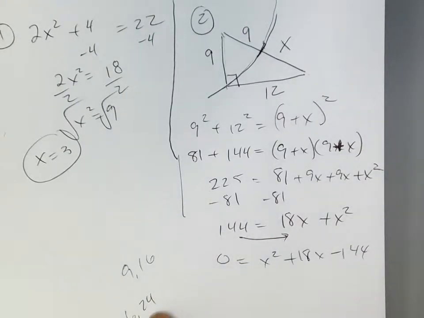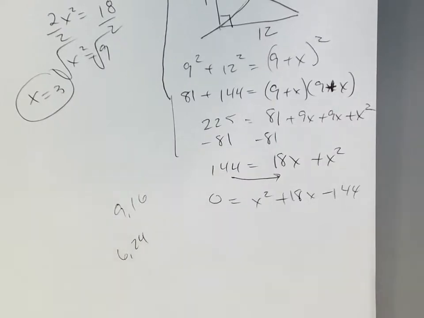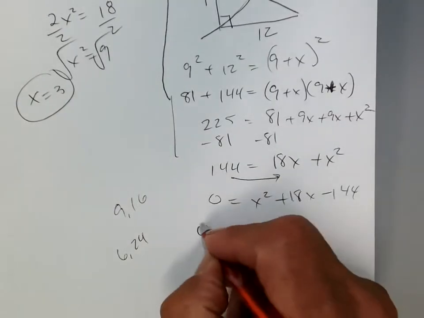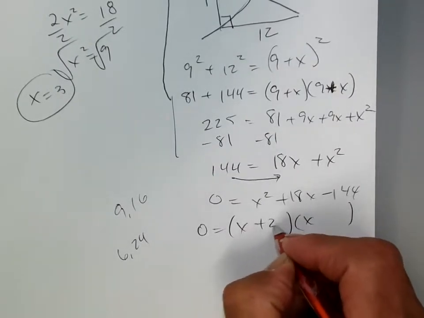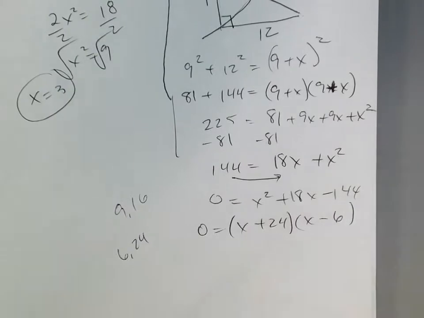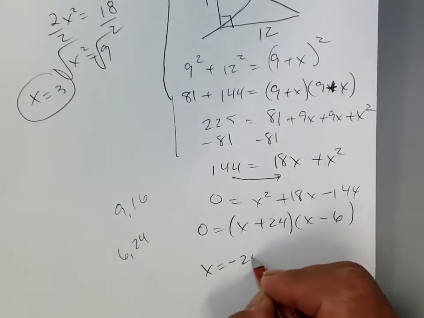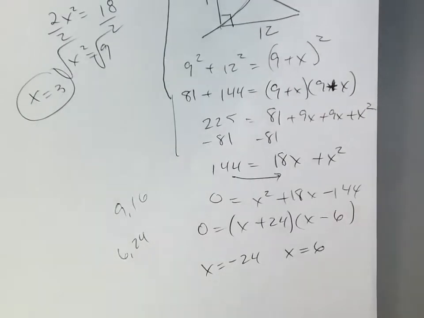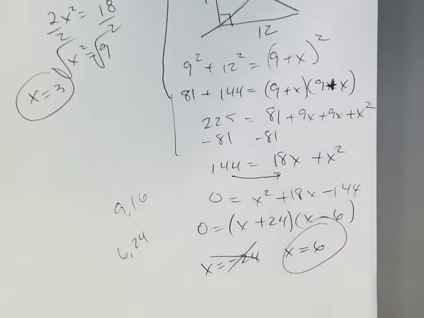That'll work. Nice job, Aiden. Because that'll make an 18, won't it? Yeah, 6 and 24. Nice job, Aiden. Thank you. I knew somebody would get it before me. So 0 equals (x plus 24)(x minus 6), right? So x equals negative 24 and x equals 6. Now it can't be negative because it's a length. So we threw it out and x is 6. Good job, Aiden.